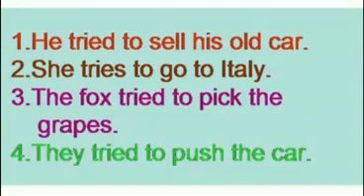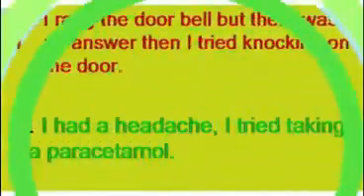Now I think you can understand the difference between try to verb and try gerund. The most important thing you have to remember is this. We use try plus infinitive, that means try to sell, try to go to Italy, try to eat, when we want to emphasize that the action is difficult, hard. So in the sentence we don't know the result. If someone says I tried to sell my old car, in that sentence we can't get the idea whether he sold his car or whether he could not sell his car.